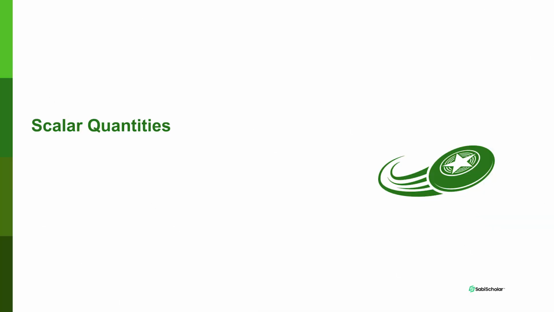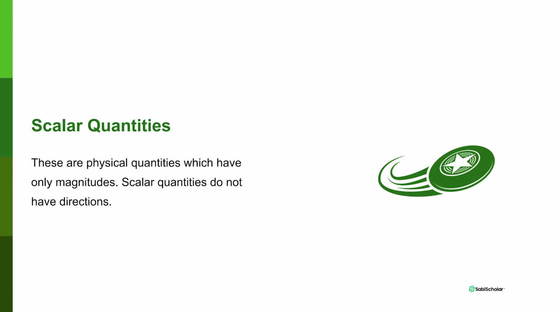In the previous class, we talked about fundamental and derived quantities. Fundamental and derived quantities is one way to classify quantities. It is based on whether the quantity is dependent on other quantities or independent of other quantities. Scalar and vector quantities is another way to classify quantities. Scalar quantities are physical quantities that have only magnitude. That is, scalar quantities do not have direction.